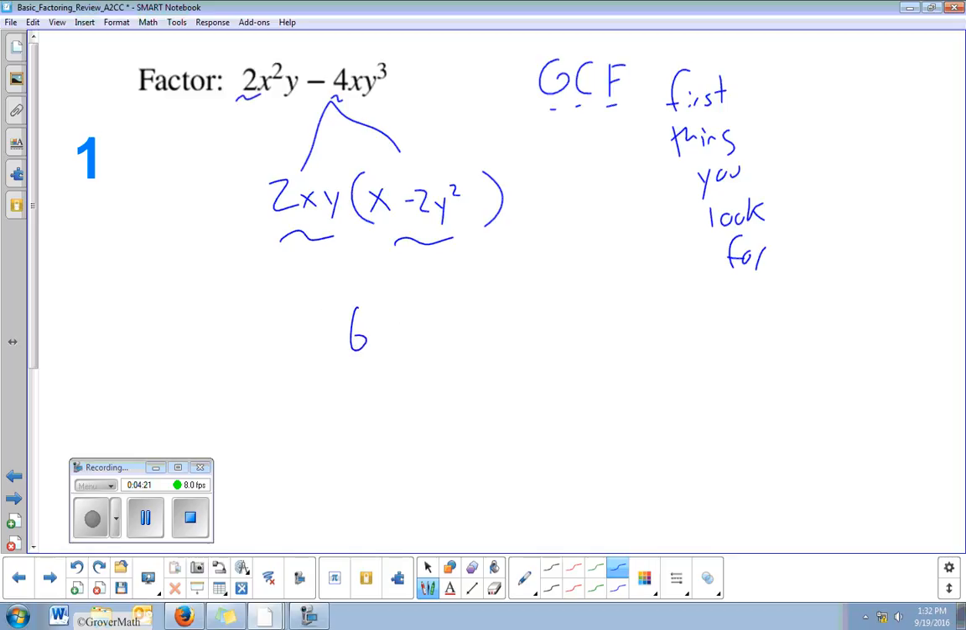If it's something like 6x squared plus 3x plus 5, there's no greatest common factor here. Yes, these two terms both have an x, but all three terms don't have an x. These can be divided by 3, but this can't. So it has to be all or nothing when you're doing greatest common factor factoring. But that's the first thing we look for.